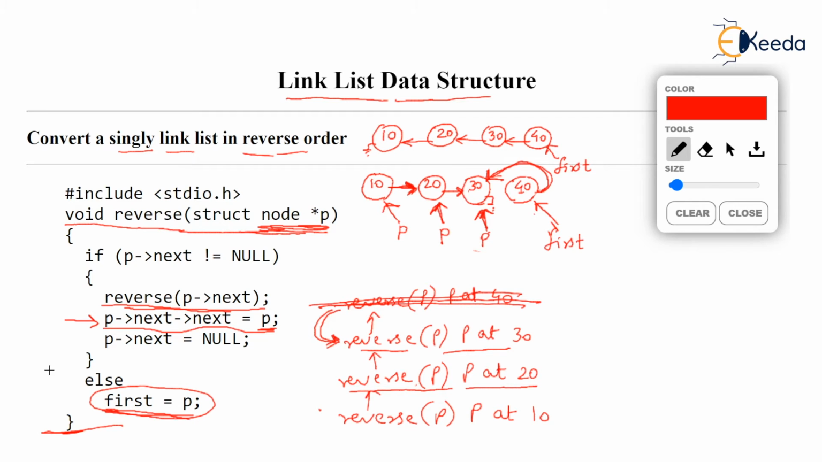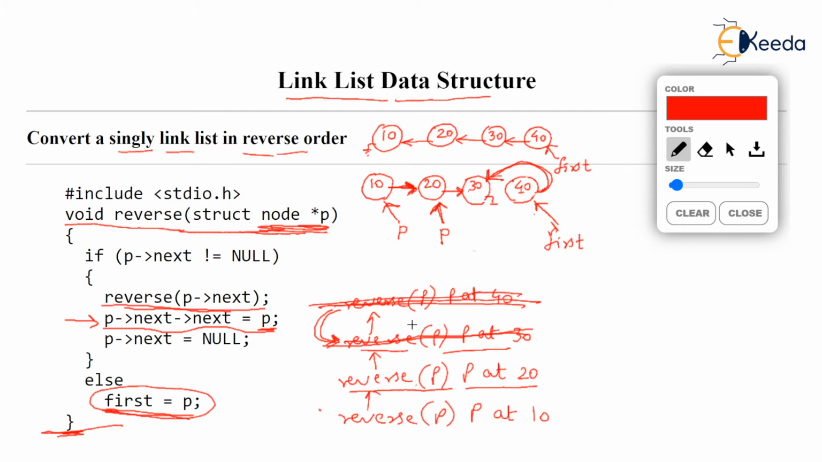After P arrow next becomes null, there is the end of if. And you know else won't run because if was true. So after the if ends, there is nothing pending and the function ends. I hope you are understanding. So the function reverse P with P at 30 has come to an end. This function which was running for the node 30 is ended. What it means is it is going to destroy the local parameter P which was made for this function.